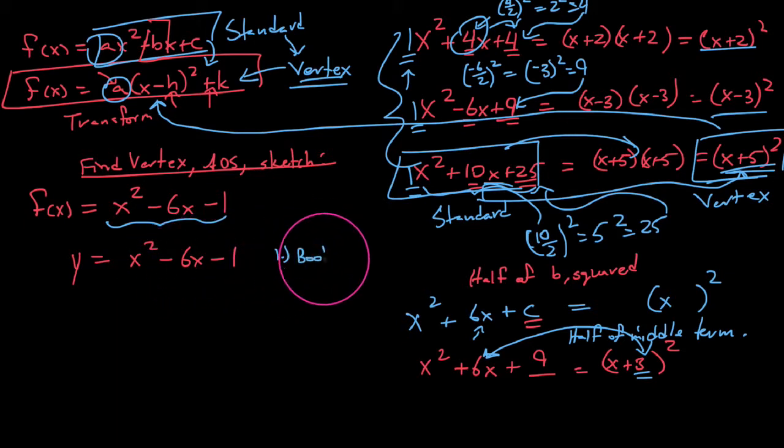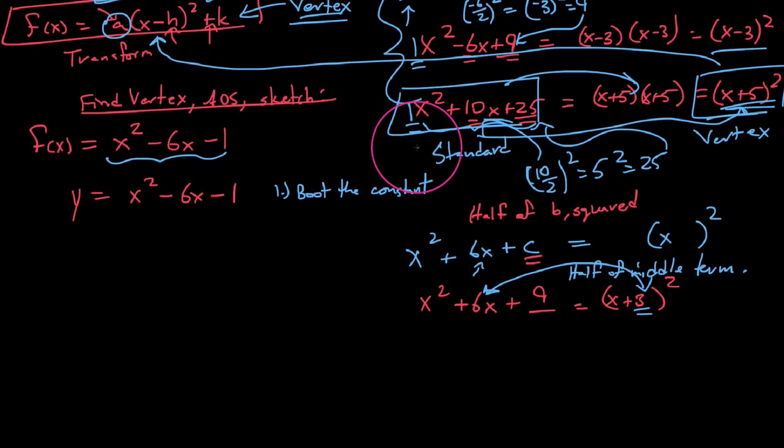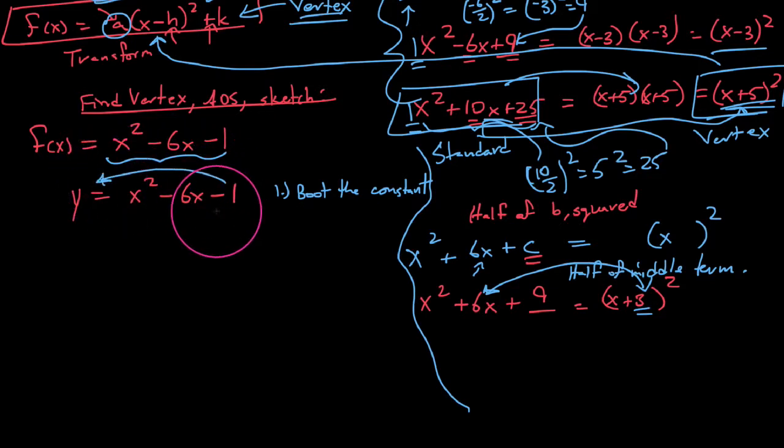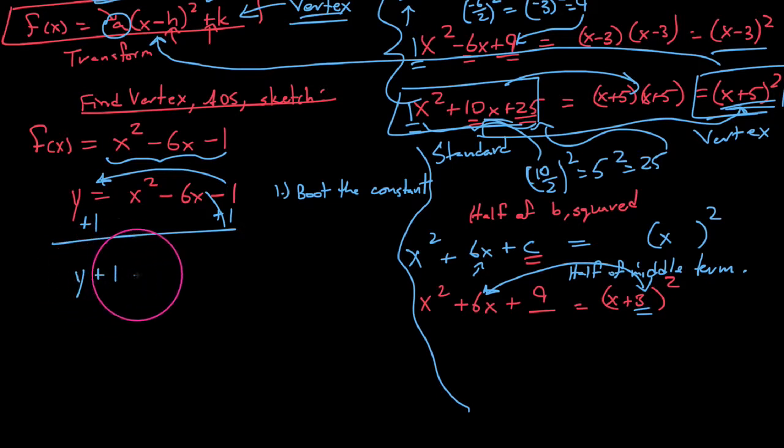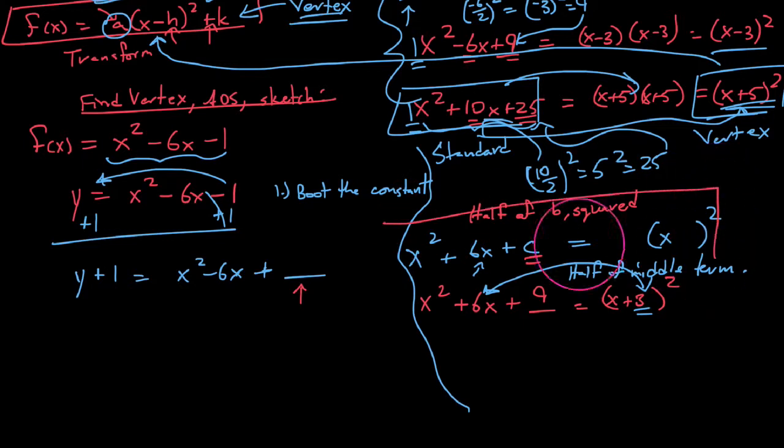We say boot the constant, okay? Boot the loose term. And by boot the loose term, what I mean is this. Let's take this 1 and put it over here. So we're going to add 1 to both sides, and I get this. y plus 1 equals x squared minus 6x plus blank. Now I'm putting a blank here because I'm going to put in this blank what I would want to have there so that it does factor down into a perfect square trinomial.